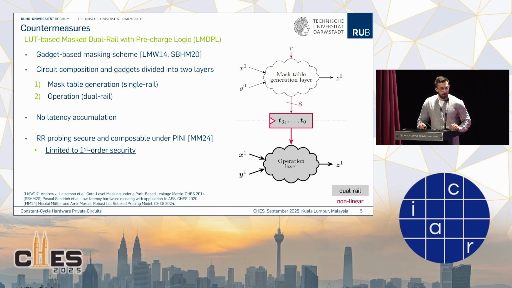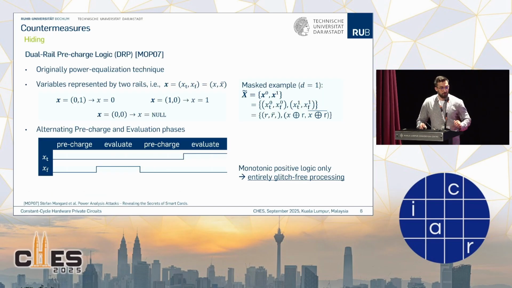So why this does not accumulate latency, this is because of the dual-rail precharge logic that is used in the operation layer. And this was actually originally introduced as a power equalization technique. And here, variables are represented by 2 rails. So the first rail corresponds to the original value, and the second rail is the negated value. And this gives us 2 valid states during computation. And then when we execute the circuit, we have 2 phases that we alternately apply. This is the precharge and evaluation phases.